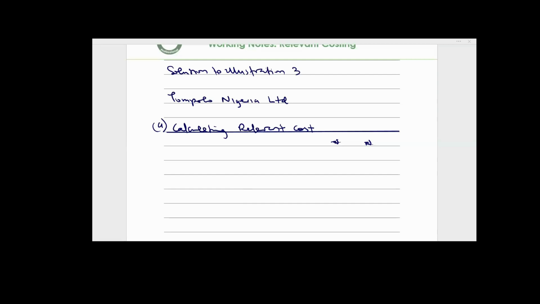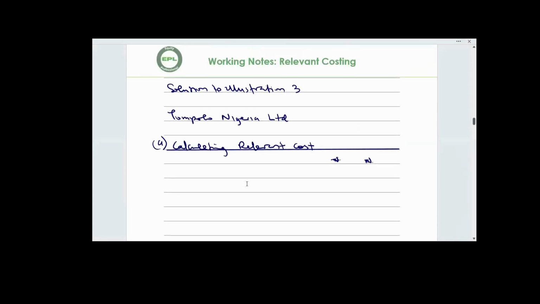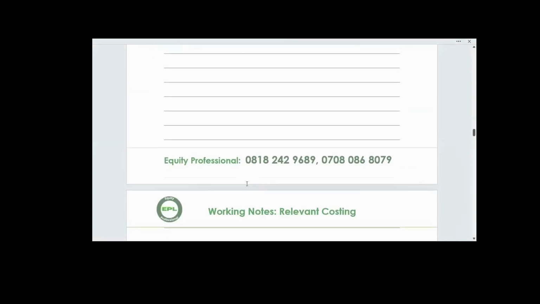So let's go and state our assumption. So this page, let me see. Yes, that will occupy the page. So let's state our assumption here. So I will say assumption.